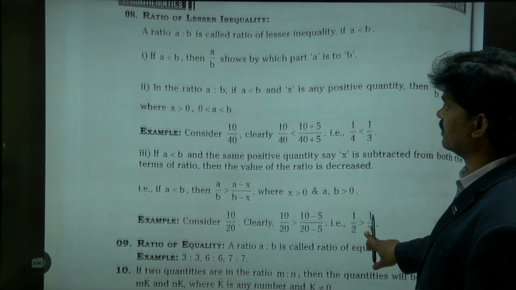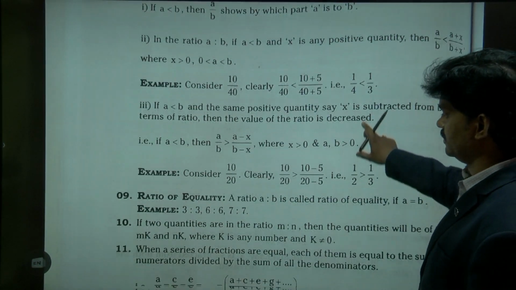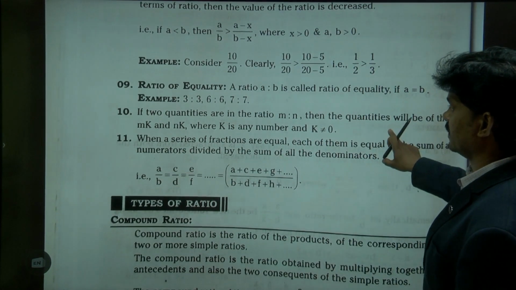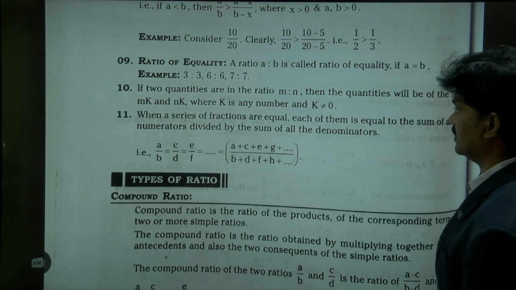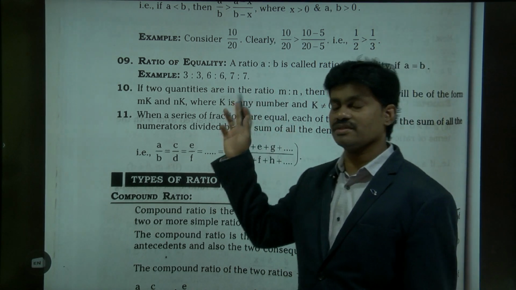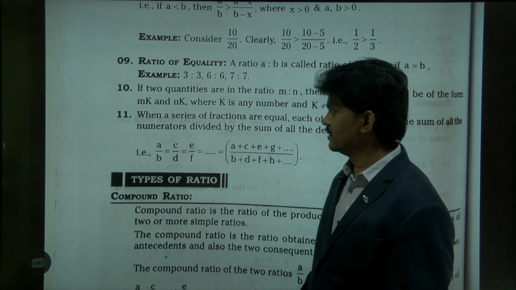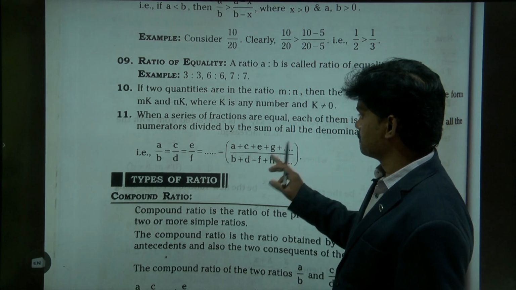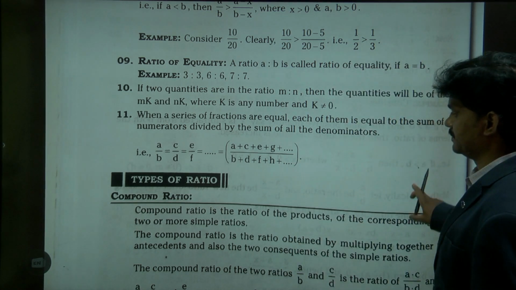The inequality, lesser inequality, ratio of equality. The ratio A is to B is called equality when A is equal to B. 3:3, 6:6, 7:7, like that. All are equal ratios here.